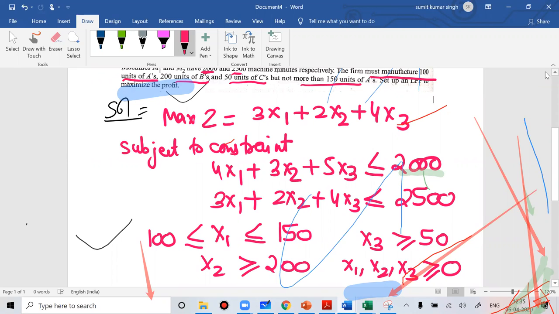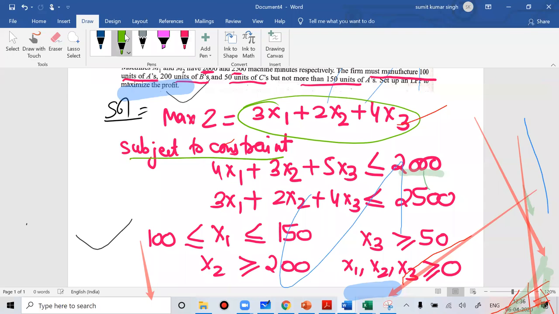Okay, so here they are talking about three products. See, the profit on 1 unit of A, B, and C is 3 rupees, 2 rupees, and 4 rupees. So this is my objective function to maximize. Then, subject to constraints, I write my constraints. What are my constraints?